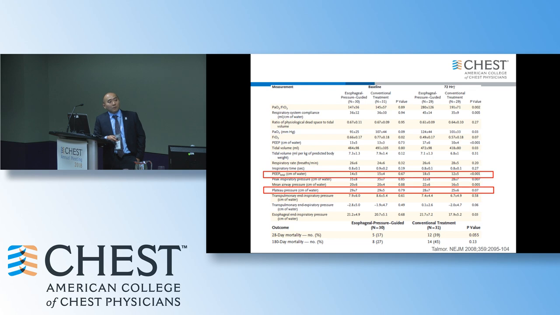And after 3 days, the PEEP in the group managed with esophageal manometry was 18, and the PEEP in the group that was managed conventionally was 12. You can see the plateau pressure is 28 in the group that was managed with an esophageal balloon. It was 25 in the group that was managed with just conventional measures. So that means that the driving pressure of the group managed with an esophageal balloon was 10 at the end, and at baseline it was 15. It went down, okay? And this is data that you could get just from the PEEP and the plateau. And the other group remained the same.